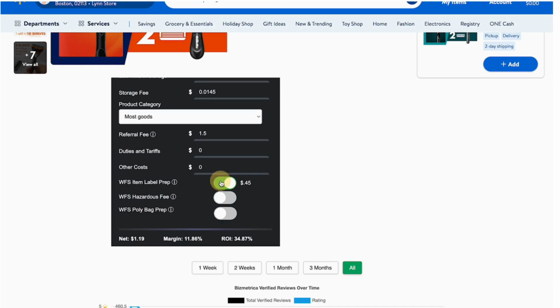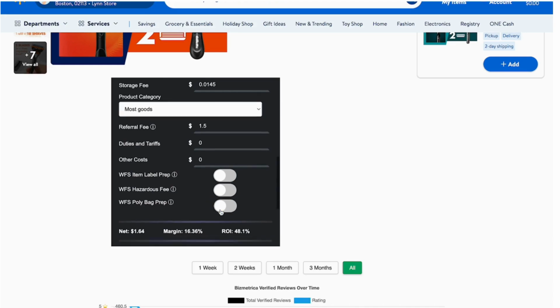The next, WFS hazardous fee, is a fee if your product contains chemicals, aerosol, pesticide, or battery, since they require special handling inside of their warehouses. The WFS polybag prep is a service where Walmart will package each saleable unit in a loose, clear bag to protect it during storage and fulfillment. Some examples where this is used are to protect apparel and fabrics from dust and damage, or for toys to protect small parts from getting separated.